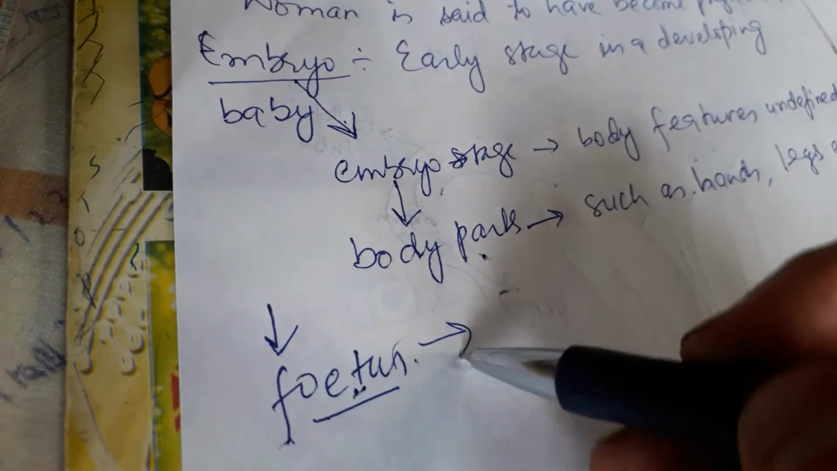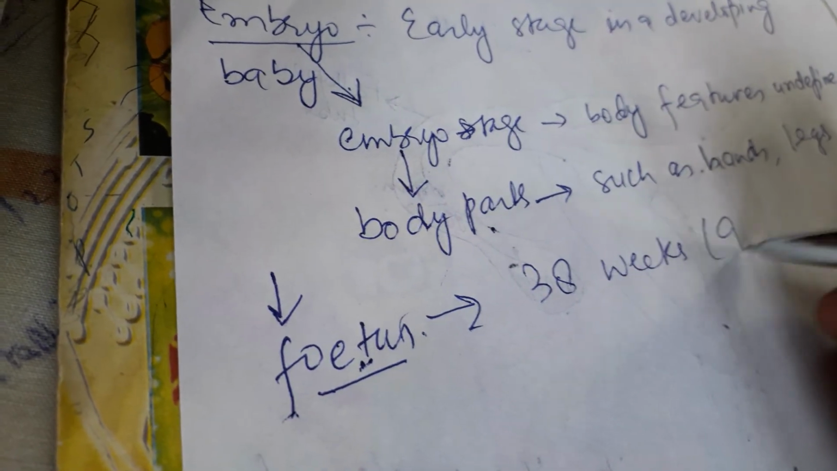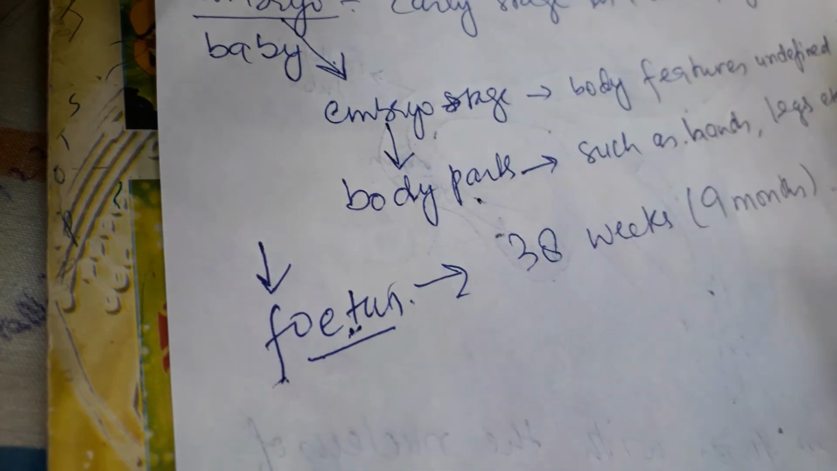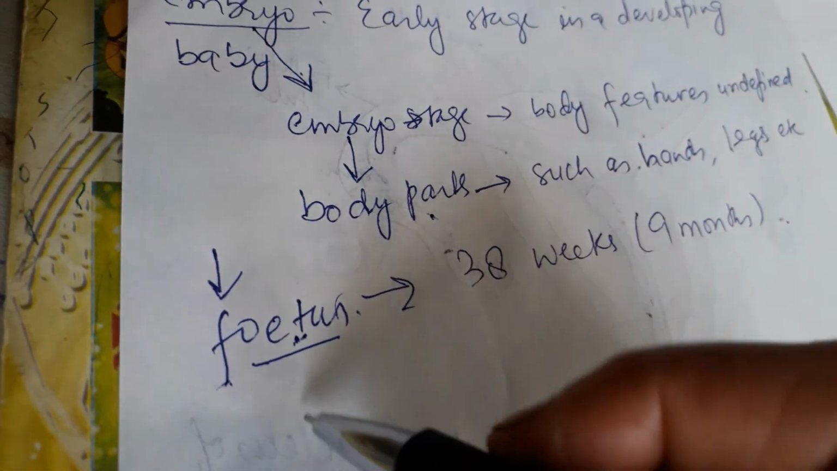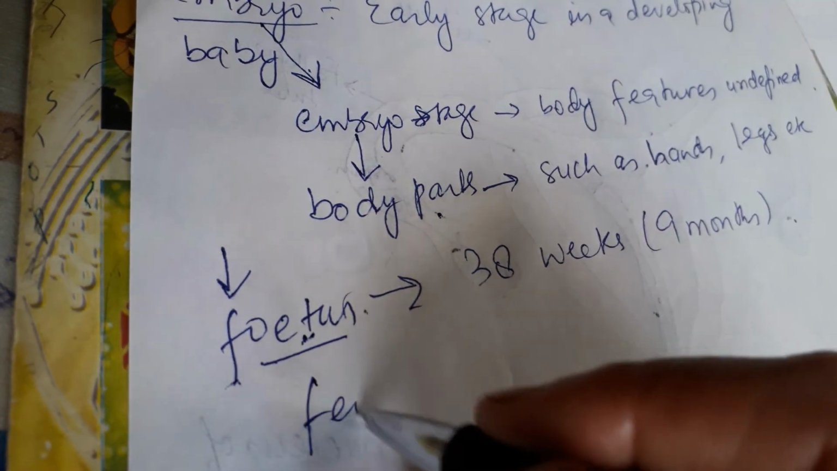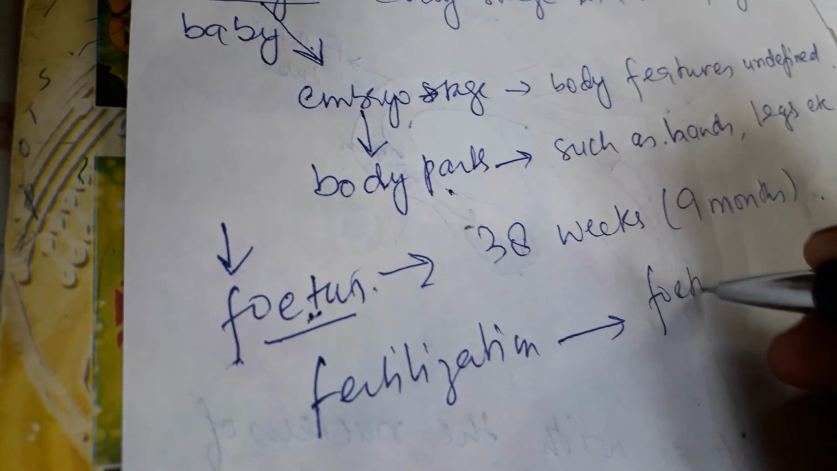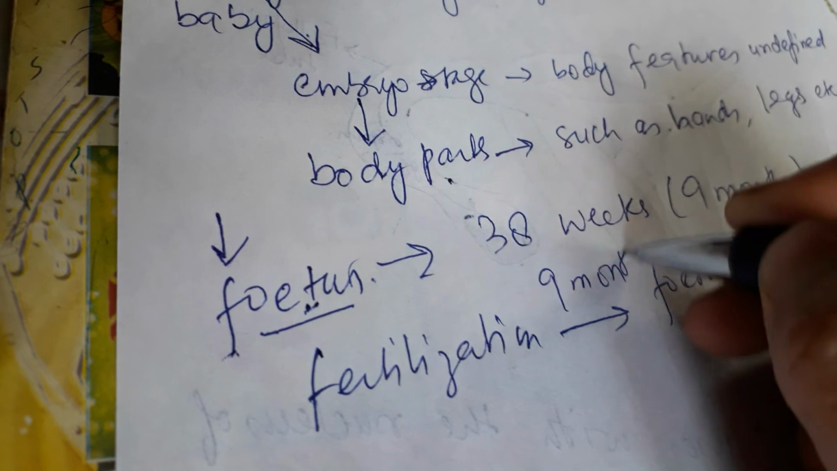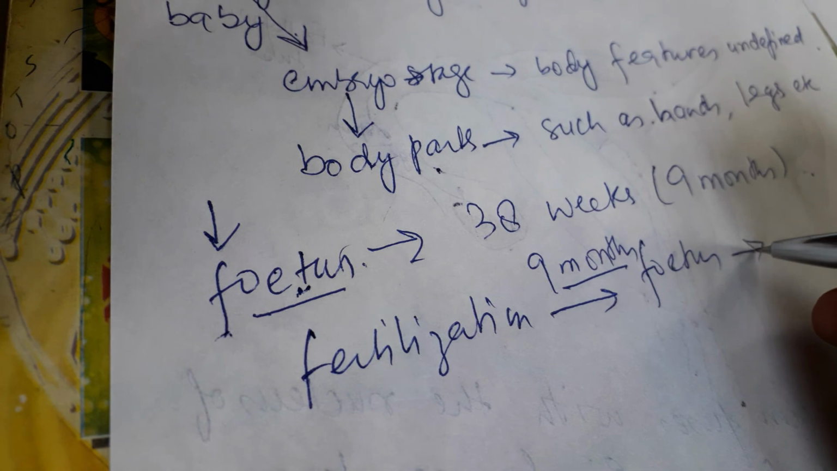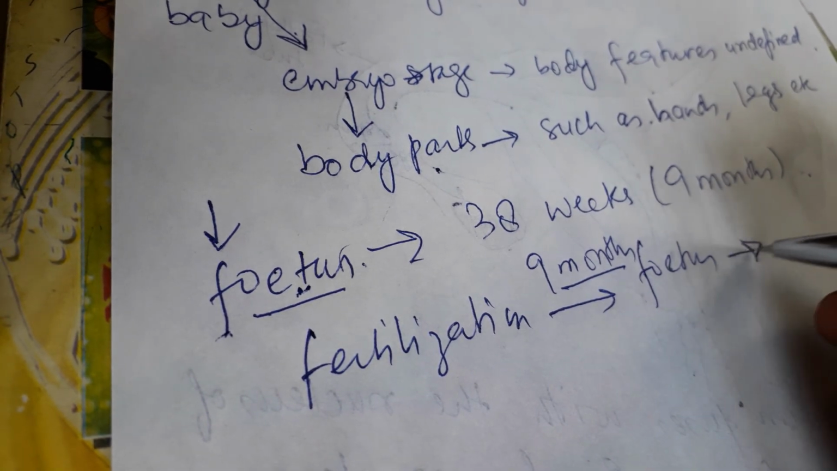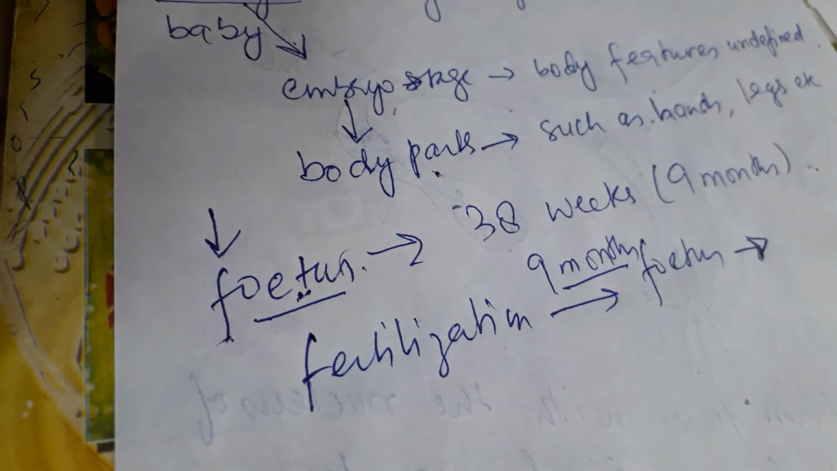So it takes about 38 weeks, that means 9 months from the fertilization of the egg to the formation of the fully developed fetus. इसमें 9 महीने लग जाते हैं. And after 9 months there is the delivery of a fully developed baby. That's all. Thank you.